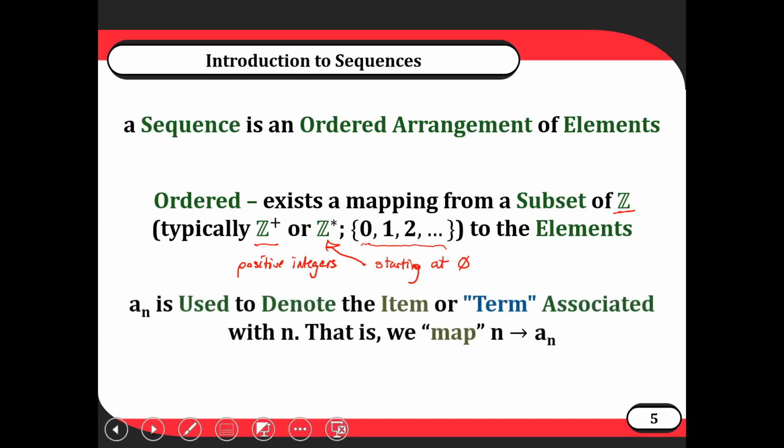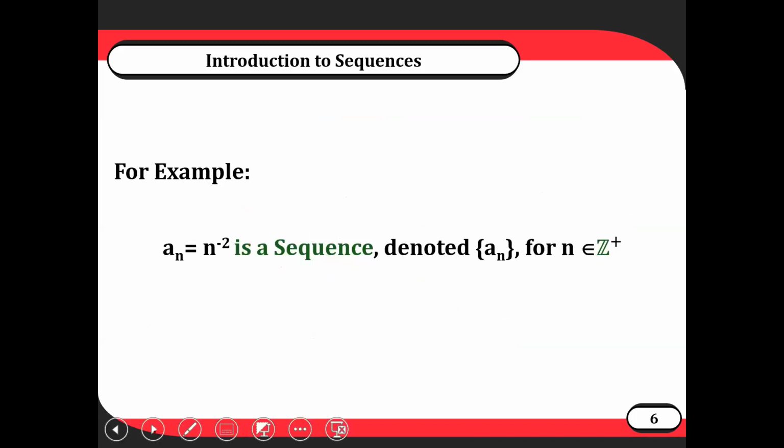So we frequently use these types of short forms. A lowercase letter with a subscript is used to denote an item or term associated with n. So the nth item, we could express as a subscript n when we're dealing with general sequences. Of course, it's a variable. So for instance, if we had a sequence a subscript n equal to n to the -2, then n to the -2 is equal to 1 over n squared. Sorry, -2.